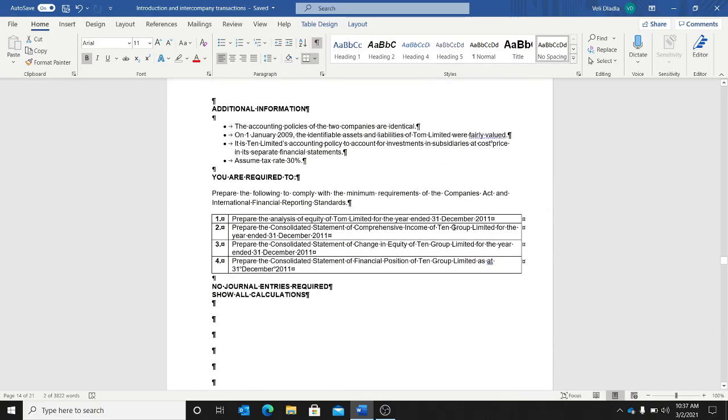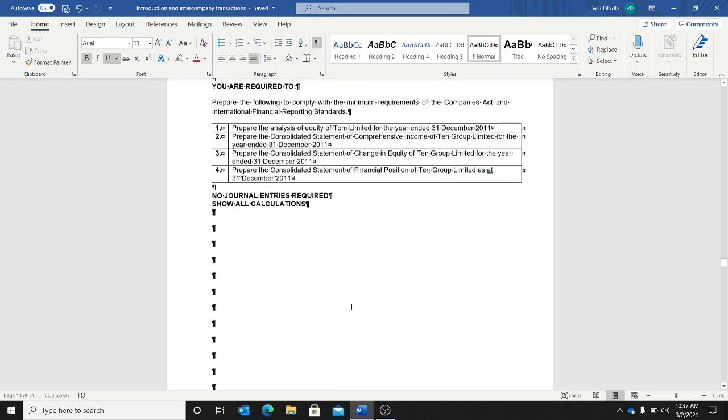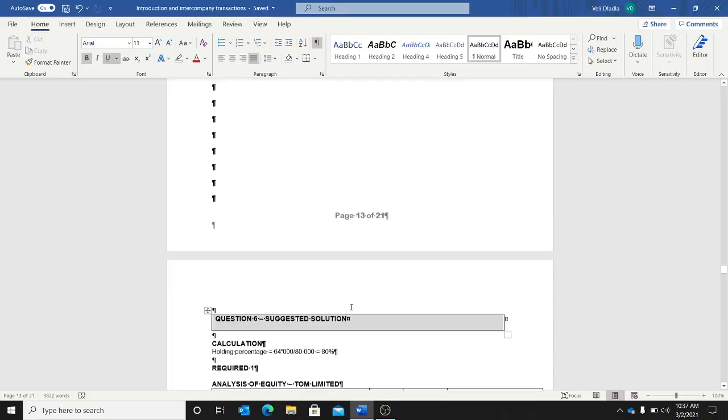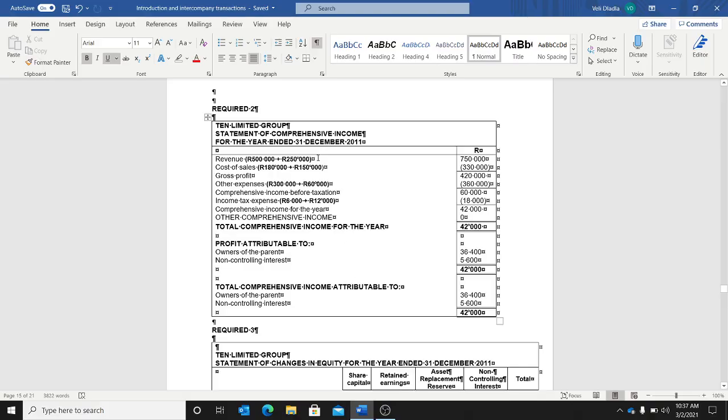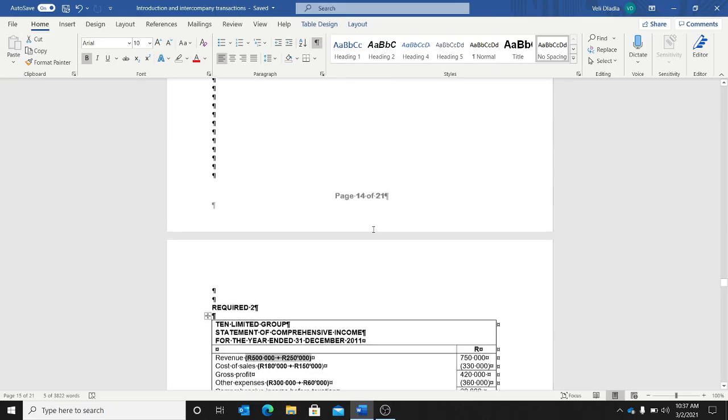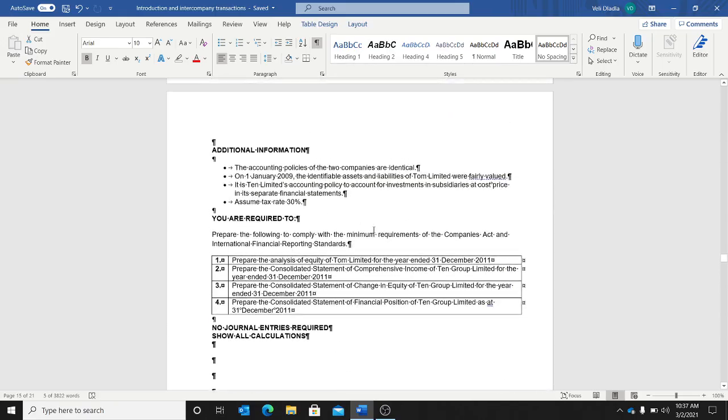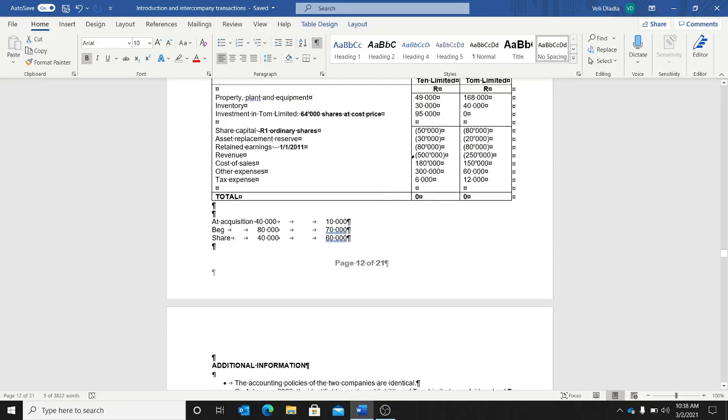Okay. Now, this is what we call the analysis of equity of Tom. So by merely doing that, you would have answered this one, number 1. Okay. Then we come to the statement of comprehensive income. Right, number 2. So what you do in this one, it's still easy because you take the figures you see under P, so under the holding company plus the subsidiary.